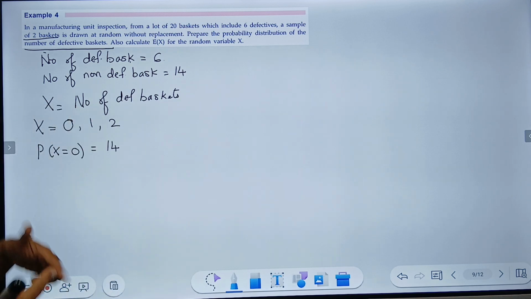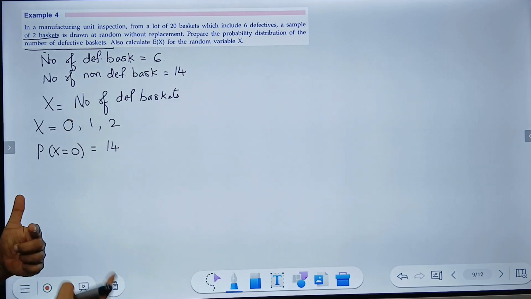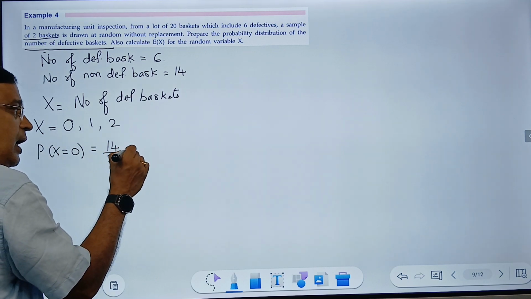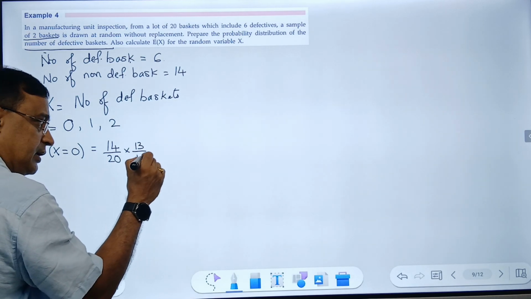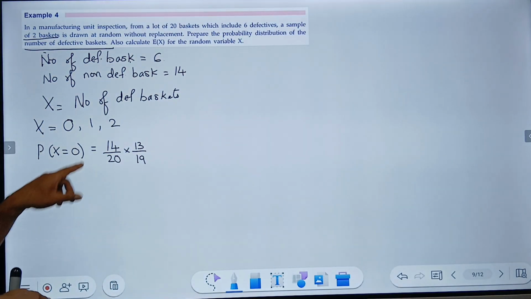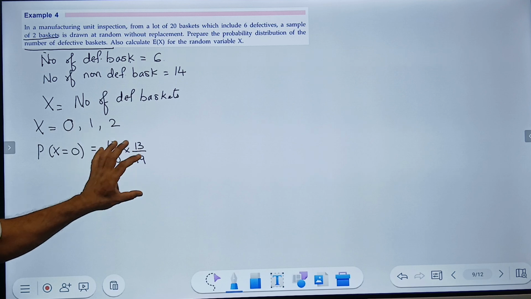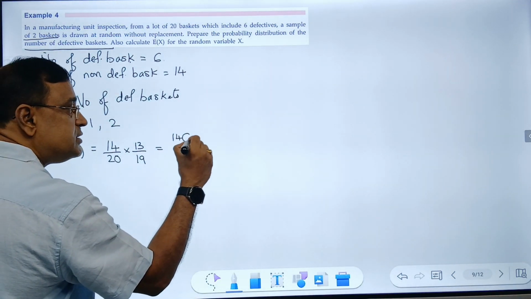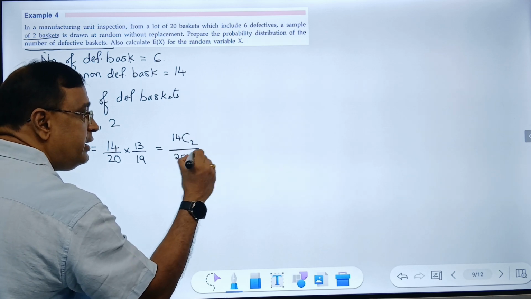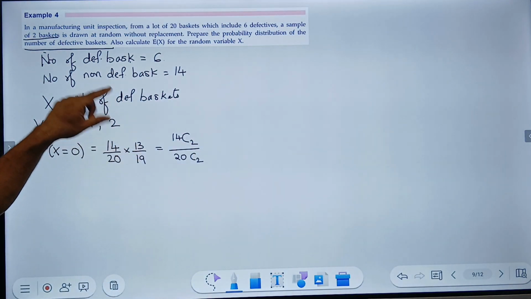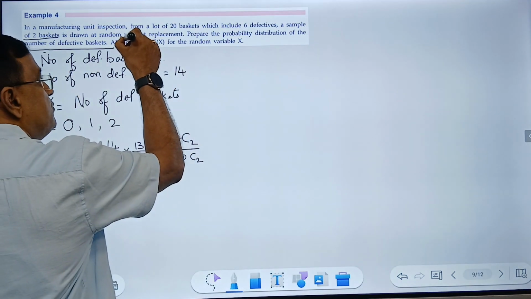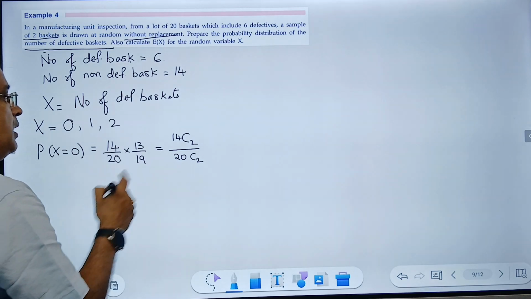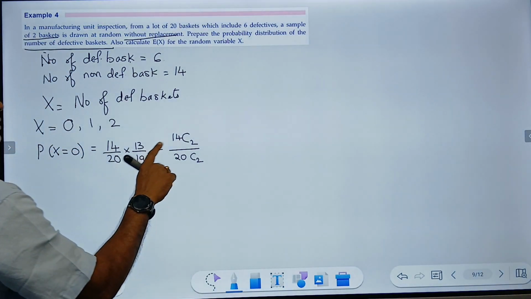When you say without replacement, the probability is going to change every time. So either you can do 14 by 20 and 13 by 19, because I have not replaced it, so it has to reduce, which is a hassle for me. I am not interested in this. I prefer to do combination, 14C2 by 20C2. I always use combination when you come across this word without replacement, which is effectively the same. We'll come to the calculation a little later.